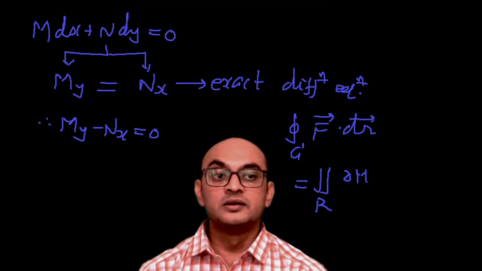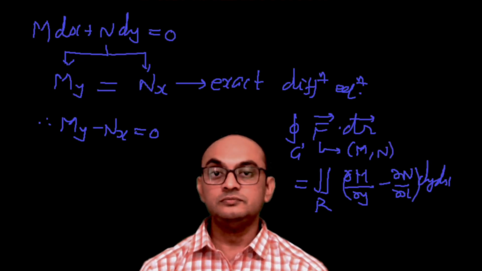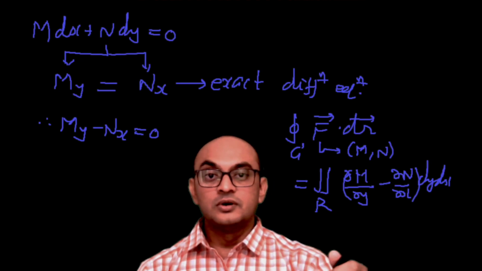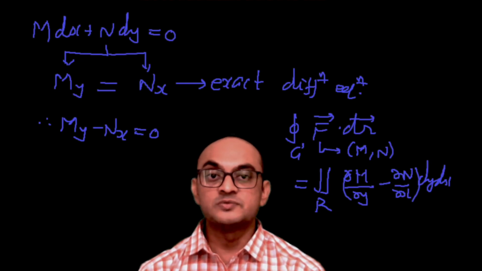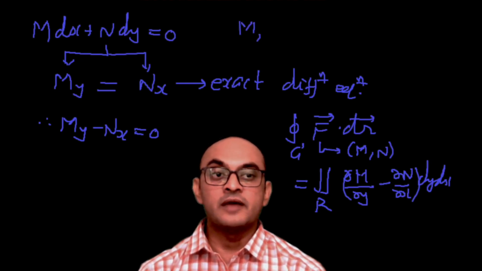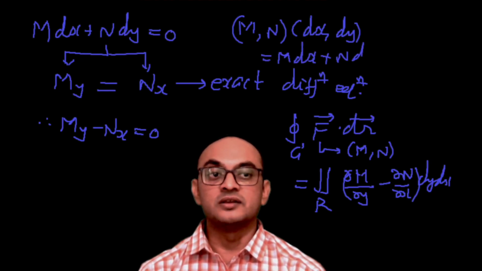∂M/∂y minus ∂N/∂x dy dx, where I am assuming that my vector F is of the form M comma N. Right. So now this quantity, vector F dot vector dr, has this representation. What is my vector F? M and N. What is dr? It is dx comma dy. So this is actually M dx plus N dy.